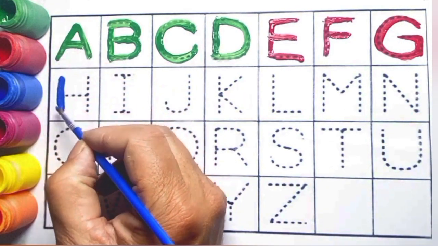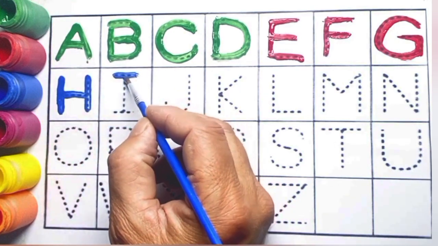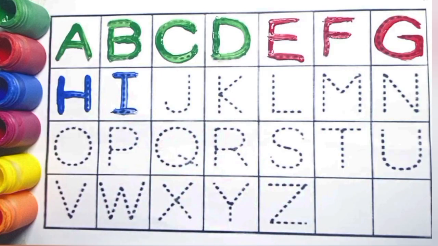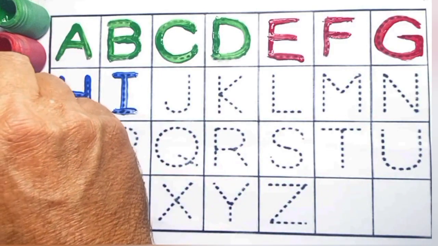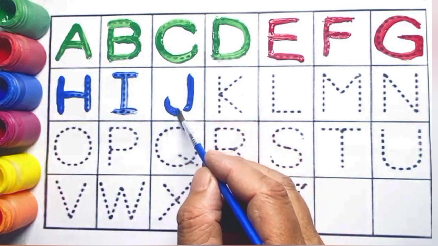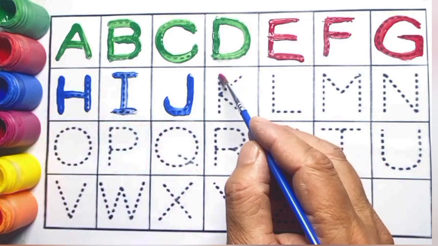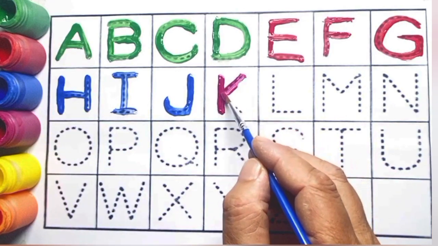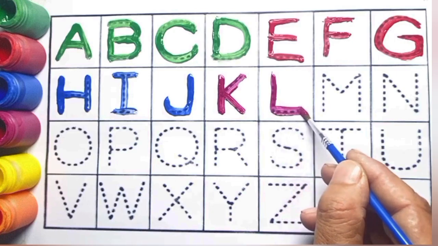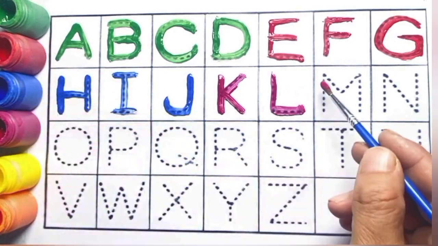Blue color. H for hen, H for horse. I for ice cream, I for igloo. J for joker, J for jug. K for kite, K for kangaroo. L for lion, L for lemon.